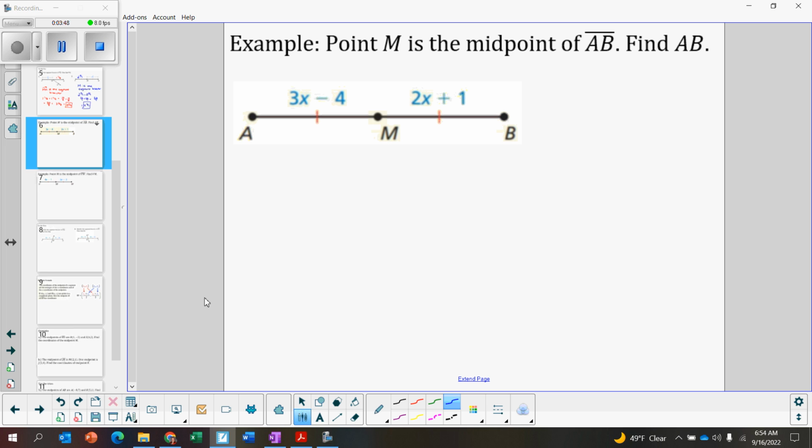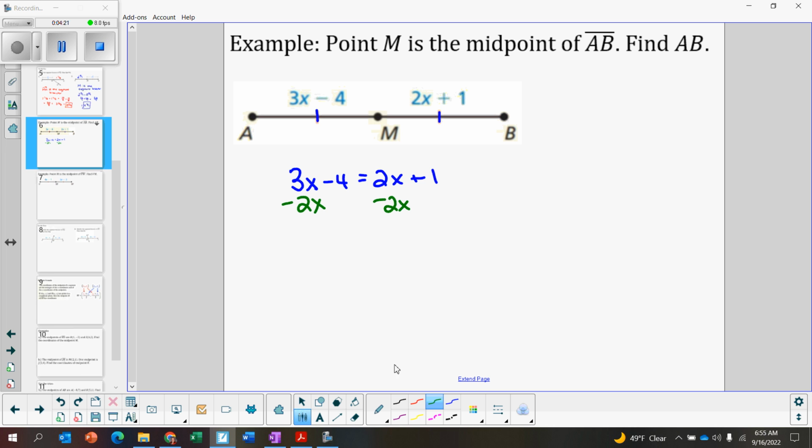All right, so on our next problem, point M is the midpoint of segment AB. I want to find out how long AB is. So since it's the midpoint and we have our two congruent pieces here, I know that these two are equal, right? They're the same. So I can make an equation where they're equal. All right, so this is different than the segment addition postulate because I don't know what the whole thing is. I just know that they're the same as each other. So we will solve this.